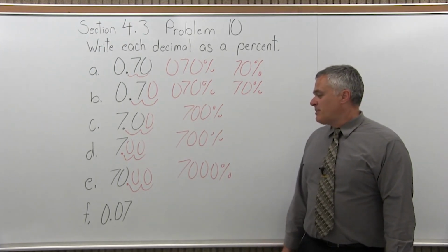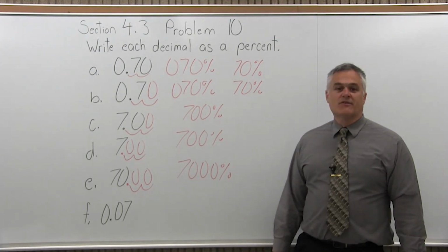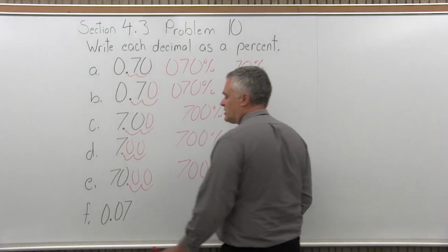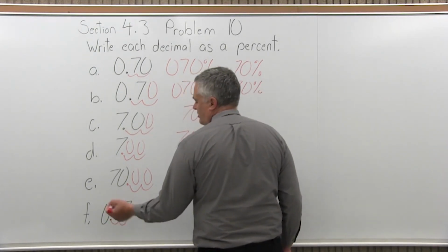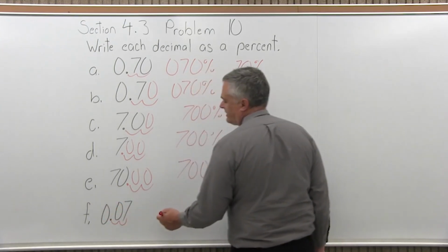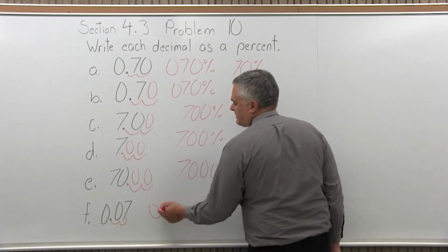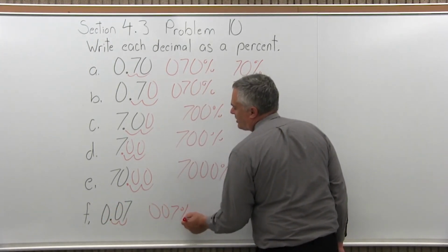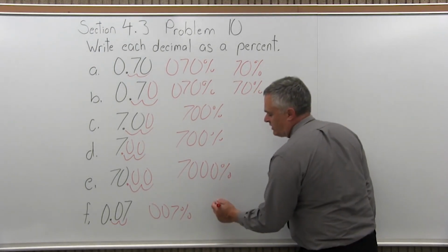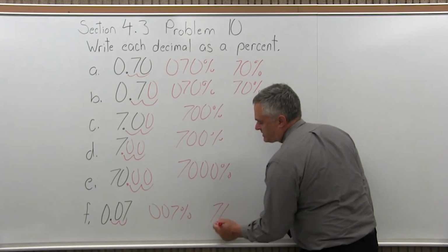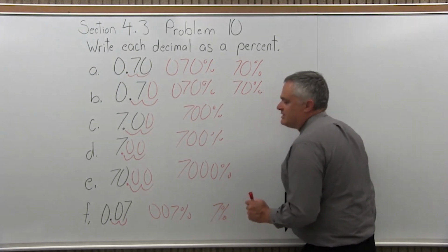And finally, this one has a part F, 0.07. Convert that to a percent. So take the decimal where it's written and move it 2 positions to the right. So it comes just to the right of the 7. So it'd be 0.07%. And nobody would really bother to write those first 2 zeros. I mean, that follows the procedure, but you would probably just simplify that to say it is 7%.